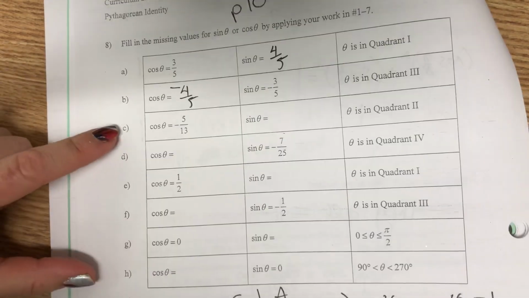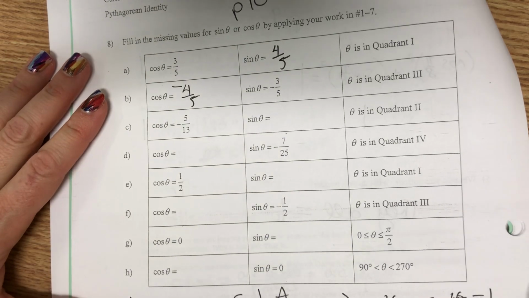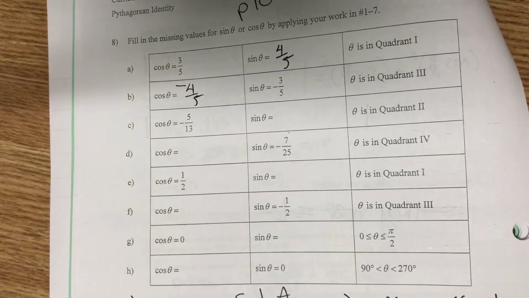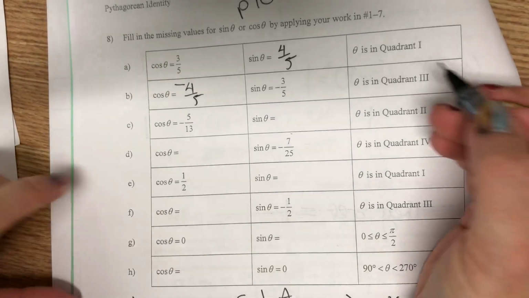Okay, we'll pause the video here. You try C through H. That way you get some practice, check with your table, and then when you unpause the video, I will write all the answers in.